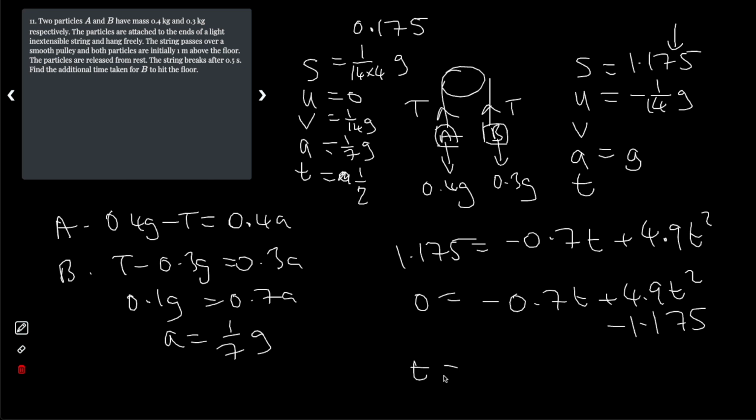And now I can stick all of this on a calculator to figure out what t is. So a is 4.9, b is negative 0.7, and c is negative 1.175. And I get t as 0.566 as the first one, and the second one is negative. So this is the amount of time it takes for B to hit the floor after the 0.5 seconds.